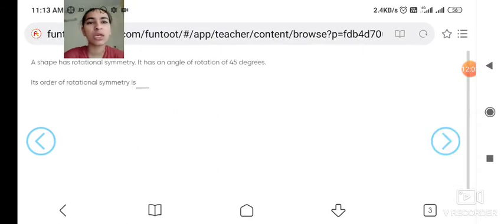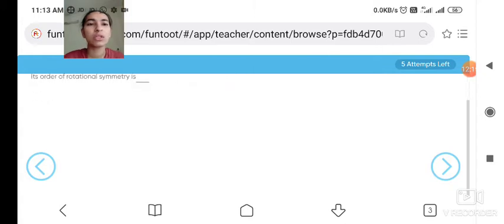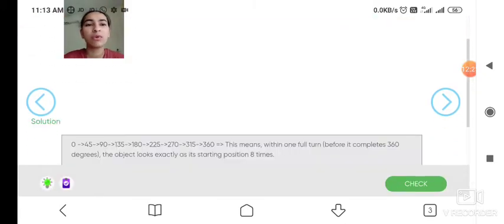Now a shape has rotational symmetry. It has an angle of rotation of 45 degrees. What is its order of rotational symmetry?